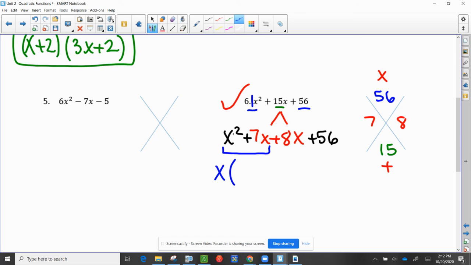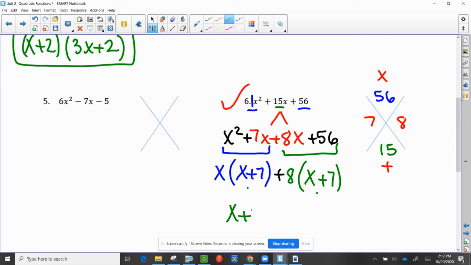So if I take out 1x from each term, that's going to leave me with x plus 7. Bring down my sign in the middle. My second group, I have an 8x plus 56, so I can take an 8 out of that. So 8x, if I take the 8 out, I'm just left with x. 56 divided by 8 is 7. My parentheses match, so I must have done it right. So bring down one parenthesis in your answer. My other factor comes from my outside numbers, so that's x plus 8.